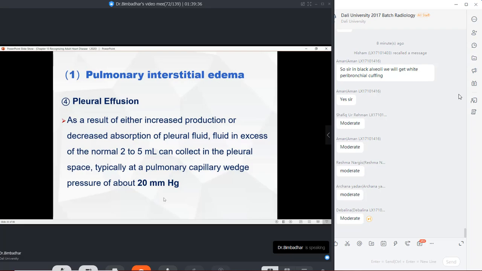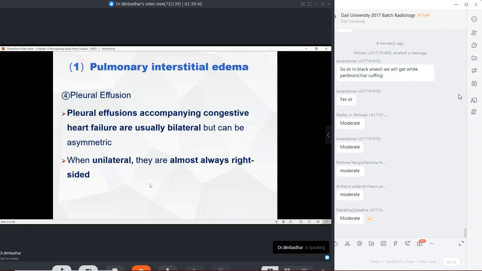But for a pleural effusion to start accumulating slowly, the pressure should be greater than 20 mm Hg. So remember this one here also. Pleural effusions always accompany heart failure and are generally bilateral. Unilateral pleural effusions we saw in acute pancreatitis, malignancies and tuberculosis, right? But congestive heart failure, whenever it causes a pleural effusion, is generally bilateral. But always remember, if it is unilateral, it is almost always because of right-sided heart failure.